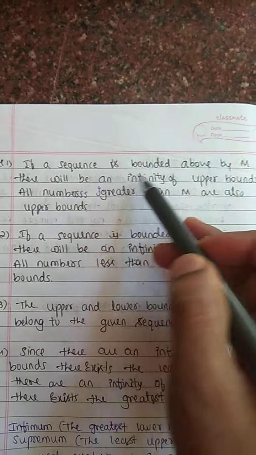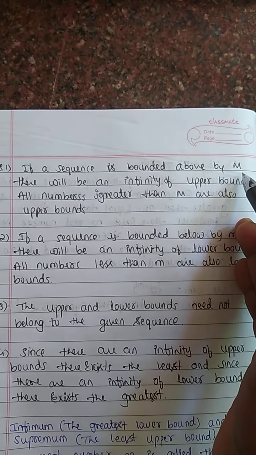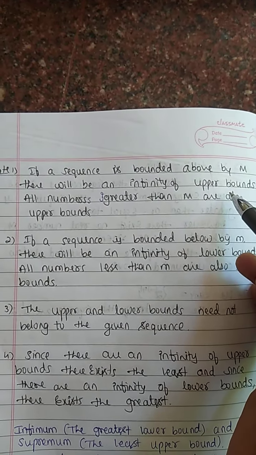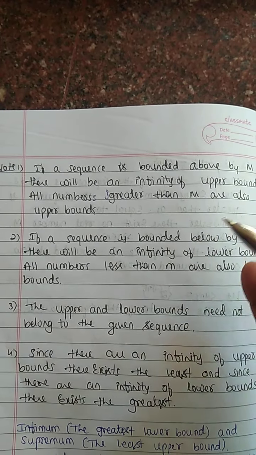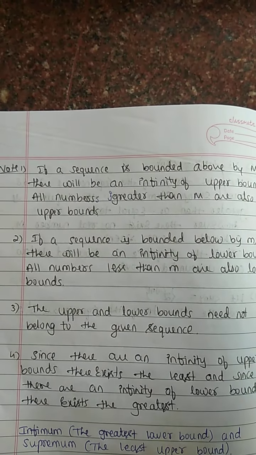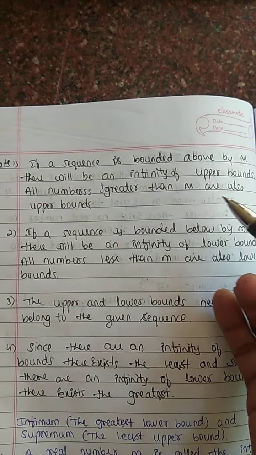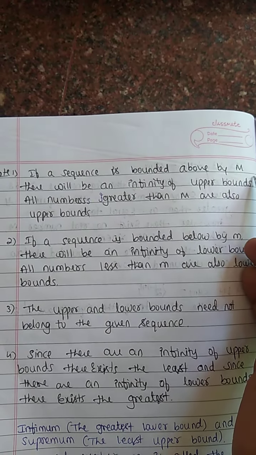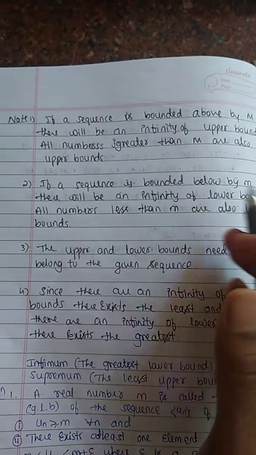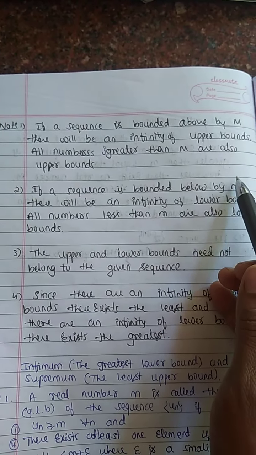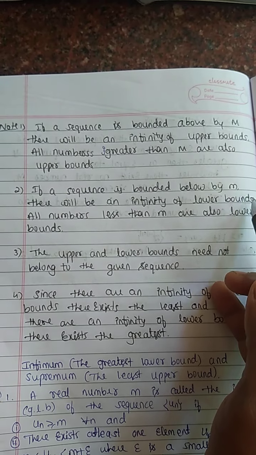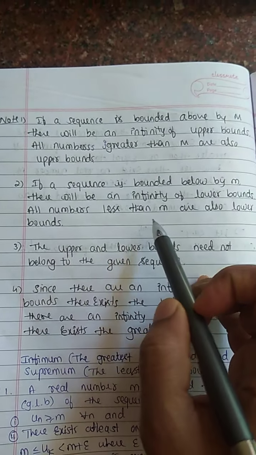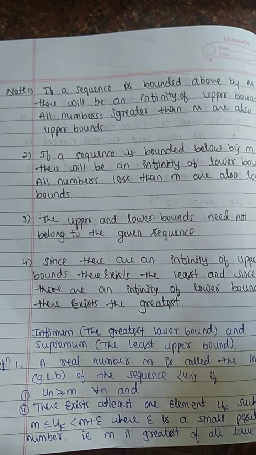Note, if a sequence is bounded above by m, there will be infinitely many upper bounds. All numbers greater than m are also upper bounds. Similarly, if a sequence is bounded below by m, then there will be infinitely many lower bounds. All the numbers less than m are also lower bounds.